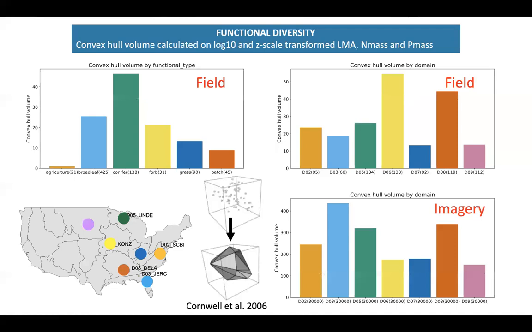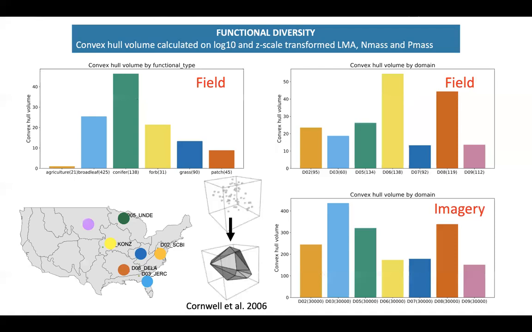So don't look at the y-axis. The y-axis is different because there are 330,000 pixels here and 1,500 field plots right here. But what's interesting is the relative position of this functional diversity metric by domain. And you'll see that the relative differences are different when we look at the imagery versus when we look at our field data. This actually points to our biases in terms of what we're sampling.